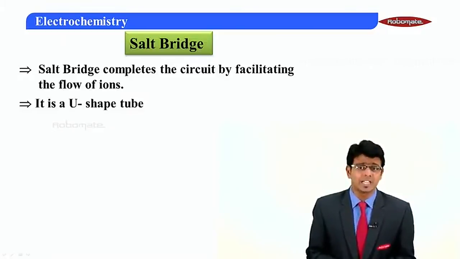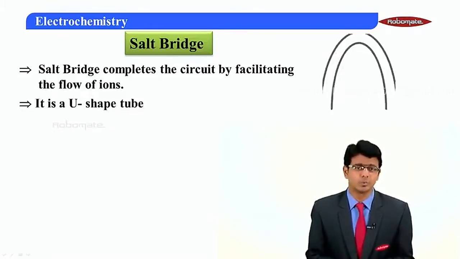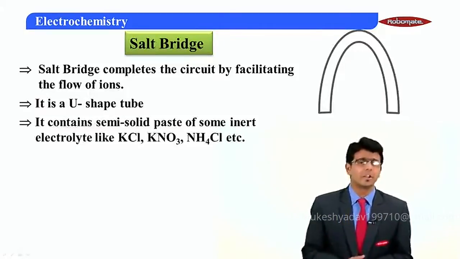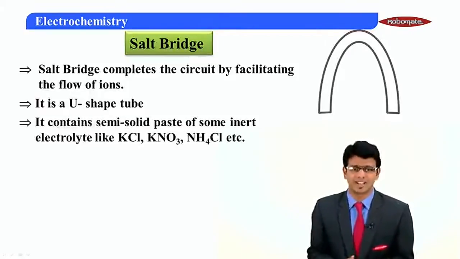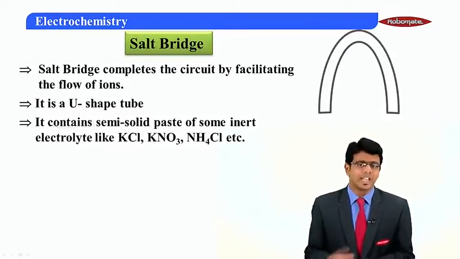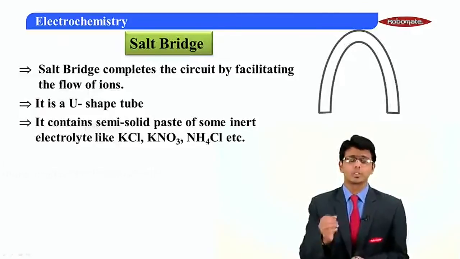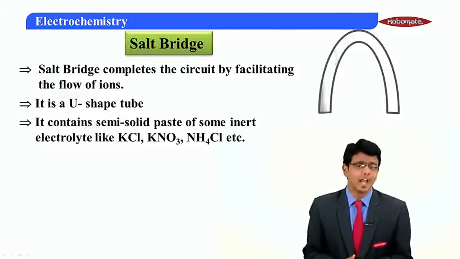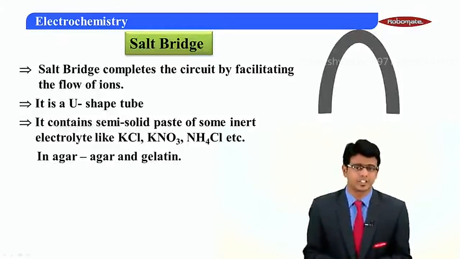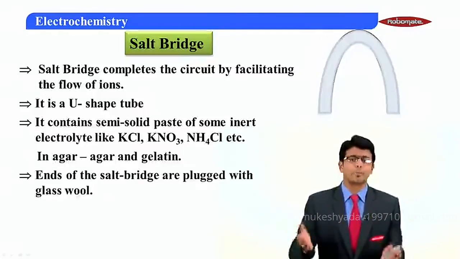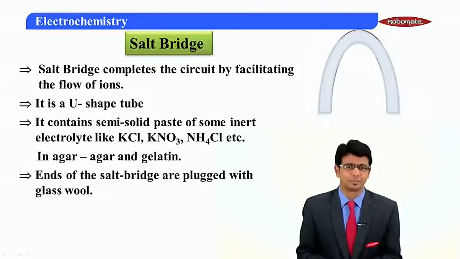It is precisely a U-shaped glass tube like this, and it is filled with a semi-solid paste of some inert electrolytes like KCl, KNO3 or NH4Cl, etc. And to make it a semi-solid paste, we use certain gelling agents like agar-agar gel or gelatin. Both the ends of the salt bridge are plugged with glass wool. So that was with respect to the salt bridge.